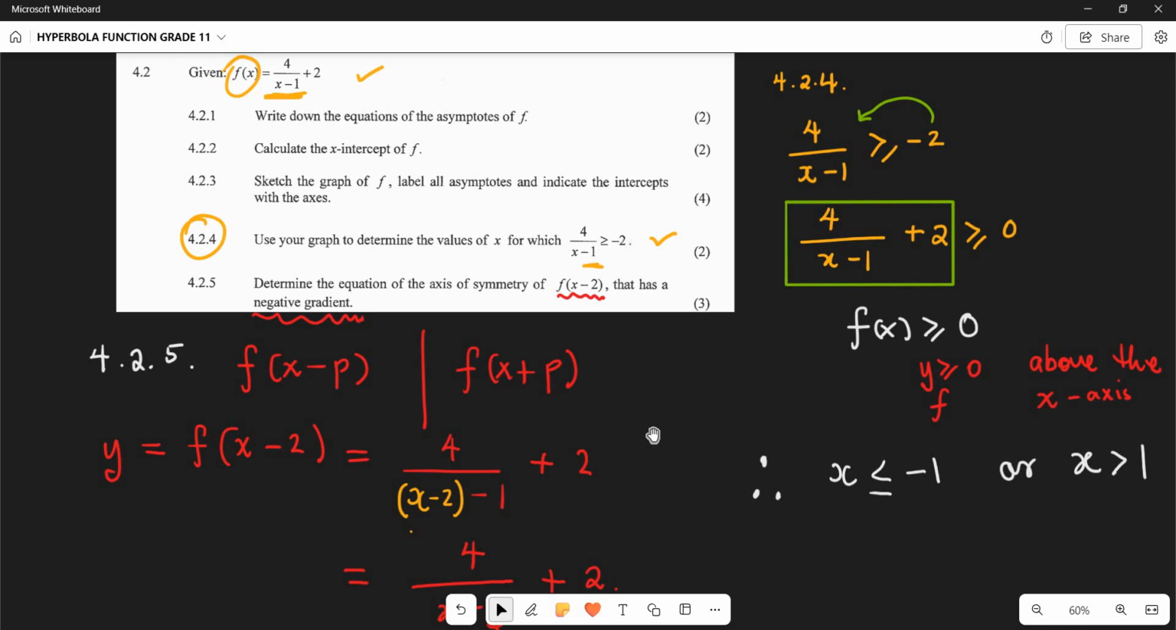So p always tells a lie. Remember that x minus 2, we are moving to the right by 2 units. x plus 2, we are moving to the left by 2 units.